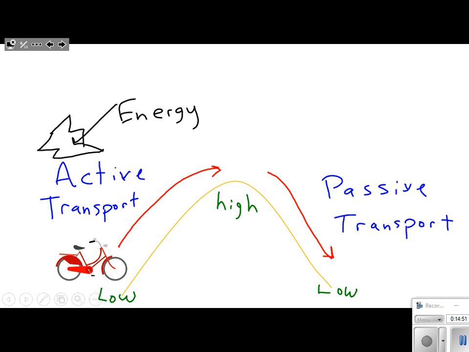So going from a low concentration to a high concentration, riding uphill takes energy, therefore it is active transport. If I am riding on the hill from a high concentration going down the hill to a low concentration, it doesn't take any energy to ride down the hill, does it? So that is passive transport. All right? So this diagram can help you remember active transport, passive transport, I hope.